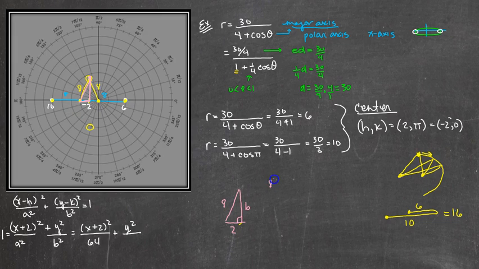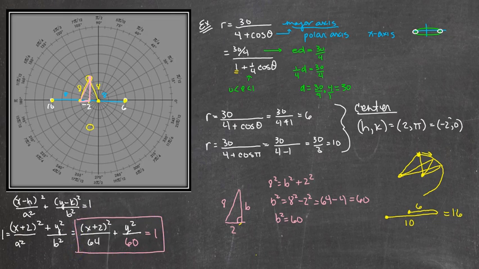So 8² = b² + 2². b² = 8² - 2², which equals 64 - 4, which equals 60. So I have b² = 60. Now I could keep going and take the square root of 60, but I don't need to because I'm actually looking for b squared, to go under my y. Well, b² = 60. Plug in 60, and I'm just going to bring this 1 back over, and this is my rectangular form of my polar equation, r = 30 / (4 + cos θ).